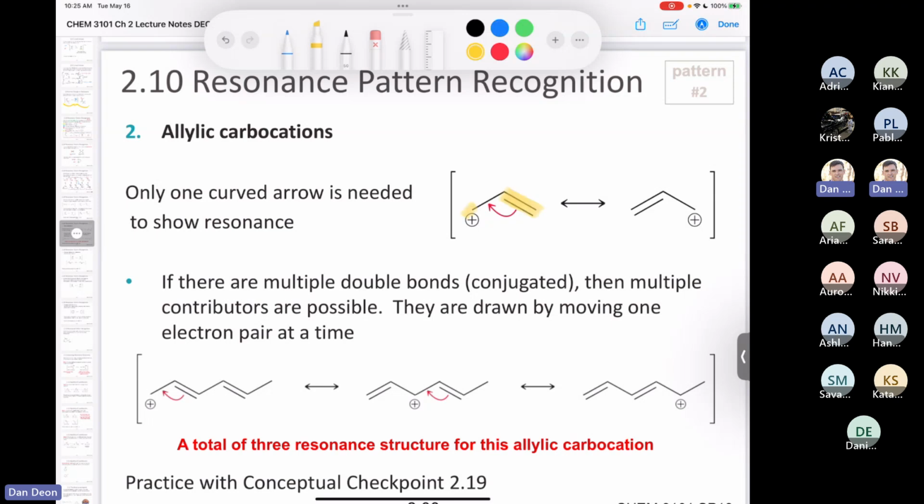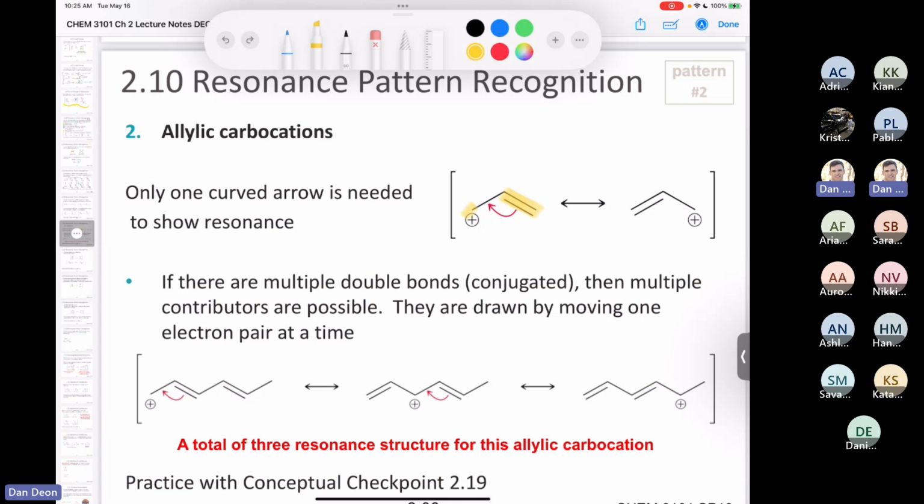So this is an allylic position. It has a positive charge, which makes it an allylic carbocation, the positive charge being on a carbon atom. And so we can always draw a resonance structure for that, like we have shown right here. Now it says that if there are multiple double bonds, that would mean a conjugated system. Remember that conjugated simply means double, single, double, single, alternating. Then you can usually draw multiple resonance contributors.